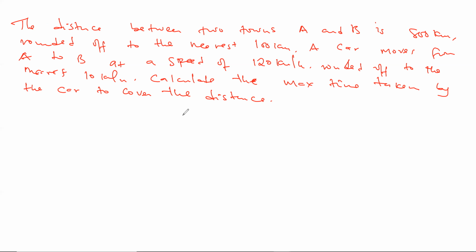Alafu, the speed that the car travels from A to B is 120 kilometers, rounded off to the nearest 10 kilometers per hour. So in Amanisha, the speed has an error of plus or minus 10 divided by 2, which is the same as 5 kilometers per hour. So they want you to calculate the maximum time because things have been estimated. The car takes to cover that distance from A to B. So we know that time is always distance over speed.